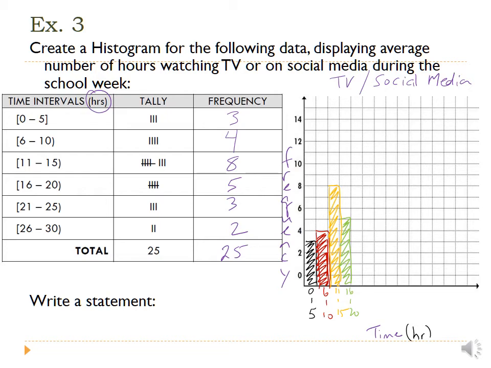21 to 25. 3. And then 26 to 30. And that was 2. So you can see with the histogram, it's compacted a lot more than a bar graph.